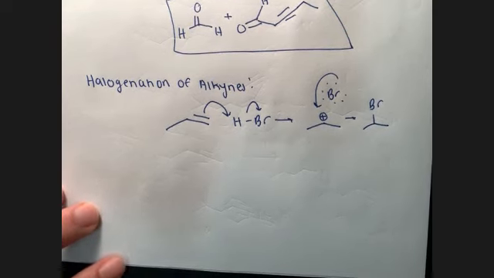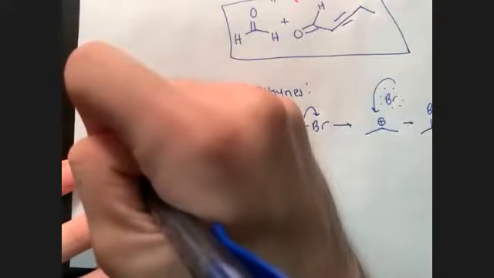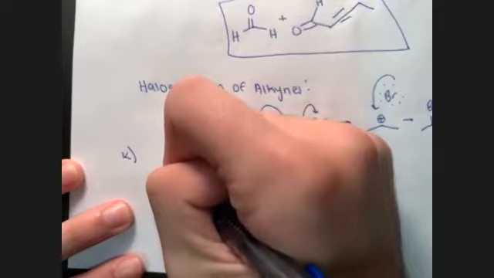Let's take an example. Let's look at 11K. So we're here, and we have a structure that looks like this.